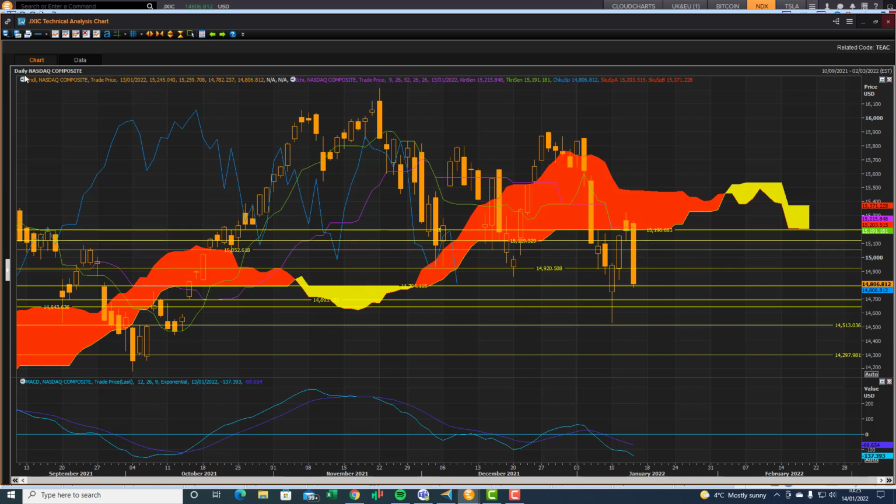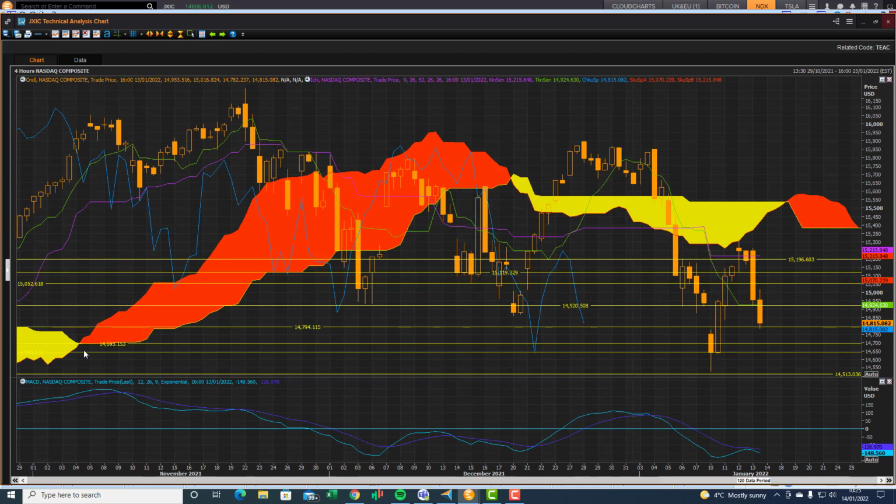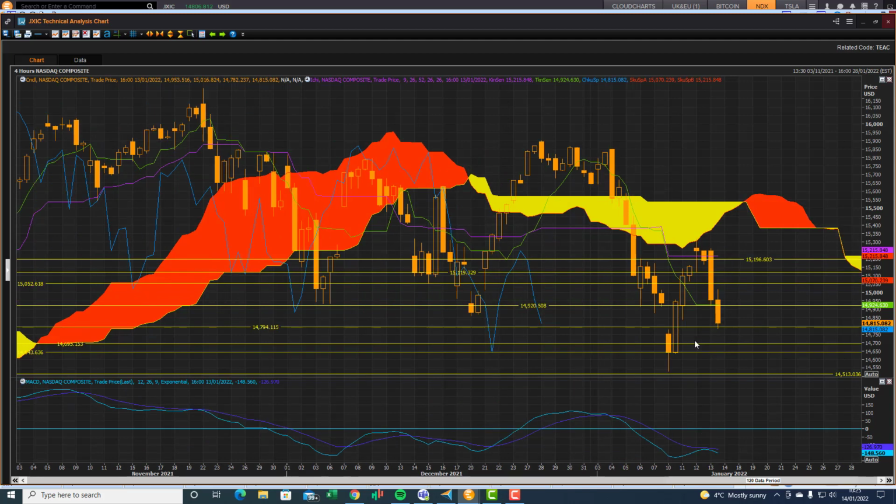Now if we turn to the 4-hour chart, let's take a look at what's been happening there. We can see we had that rebound from this old cluster of cloud chart support levels. You can see that comes from this 14,693. Nice little rebound rally there.